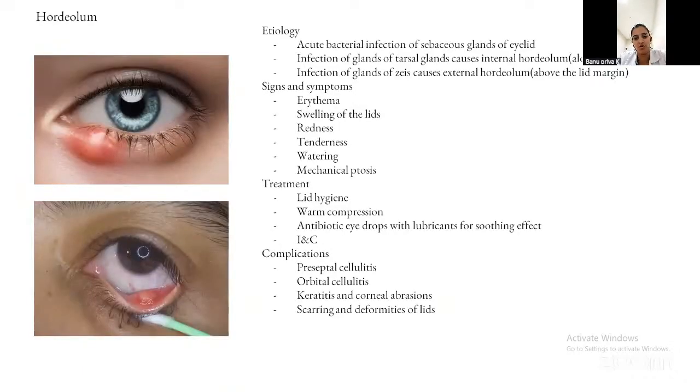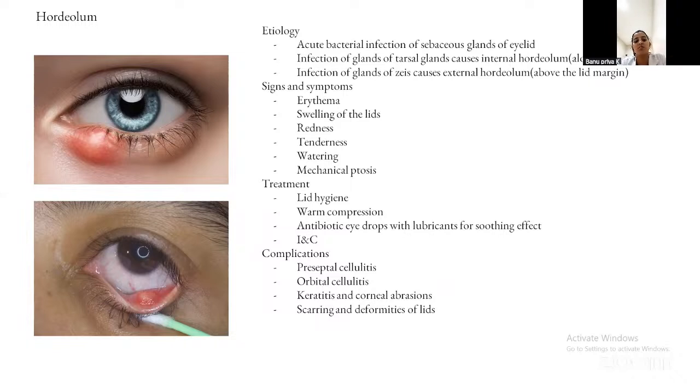Hordeolum. Hordeolum is nothing but a stye. It is caused because of infection of the gland. Previously we saw a blocked gland; here it is an infected gland, so this will have pain. It is an acute bacterial infection of the sebaceous glands of the eyelid, which are your meibomian glands and glands of Zeis. If the glands of Zeis are affected, it causes external hordeolum, and in case of meibomian gland infection, it causes internal hordeolum.